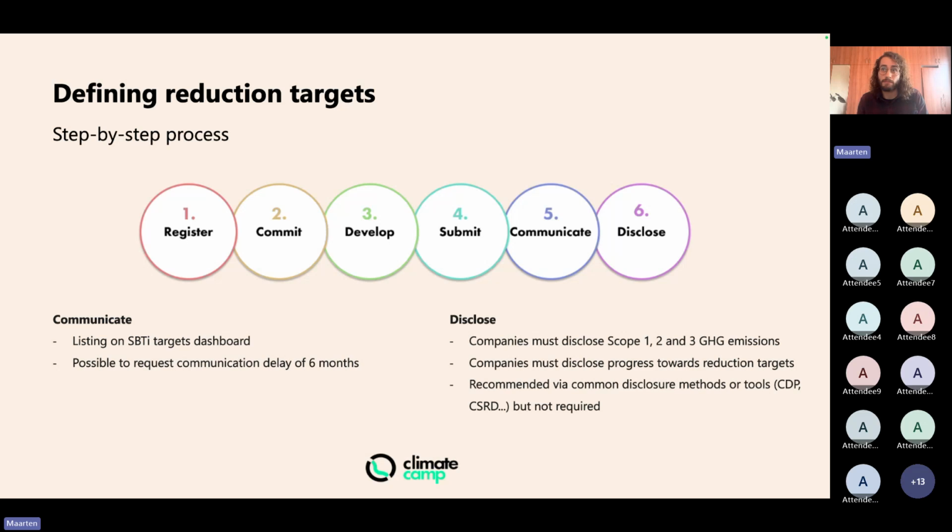Then the disclose aspect, once you set targets, you need to deliver your homework yearly to SBTi. You need to disclose scope 1, 2, and 3 emissions, and you also need to disclose your progress towards reduction targets. Now, it is important to note they recommend using common disclosure methods like CDP or CSRD rules, etc., but you are not required as long as you document your scope 1, 2, and 3 totals and your reduction progress.